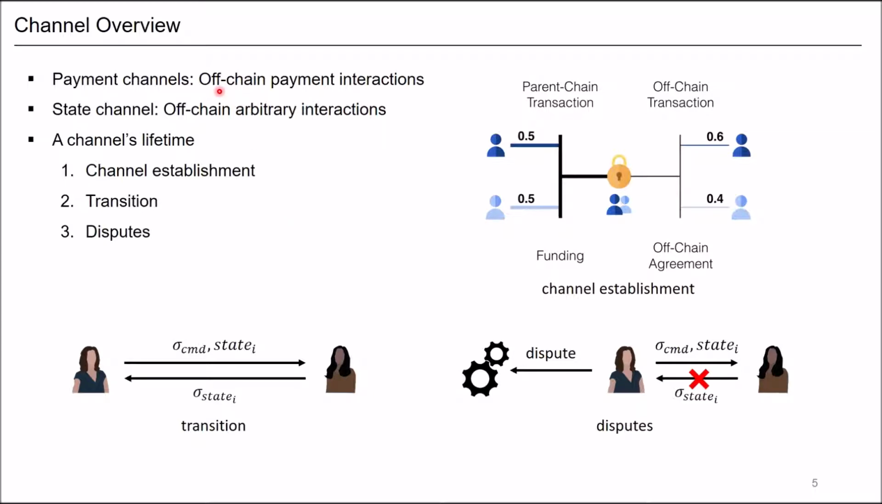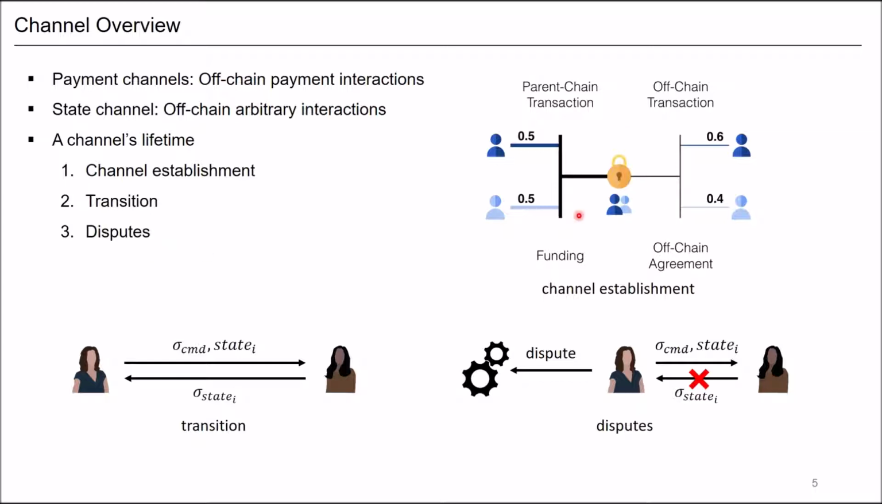Payment channels emerged to support rapid one-way payments, then transitioned toward bidirectional channel designs where both parties can issue and receive payments. State channels generalize the concept to support the execution of arbitrary state transitions. A channel's lifetime consists of 3 phases: channel establishment, transition, and dispute. All parties cooperatively open a channel by locking collateral on the blockchain.